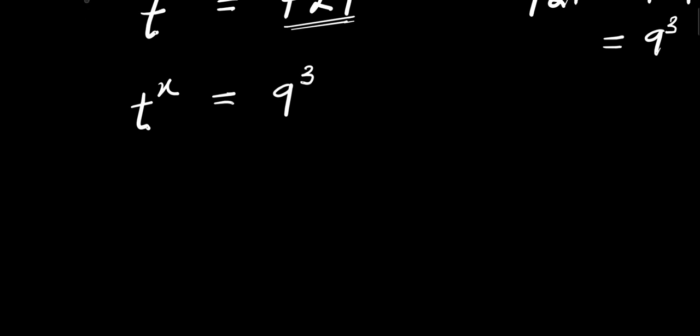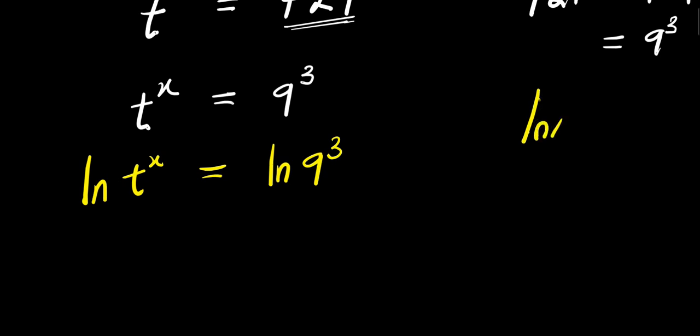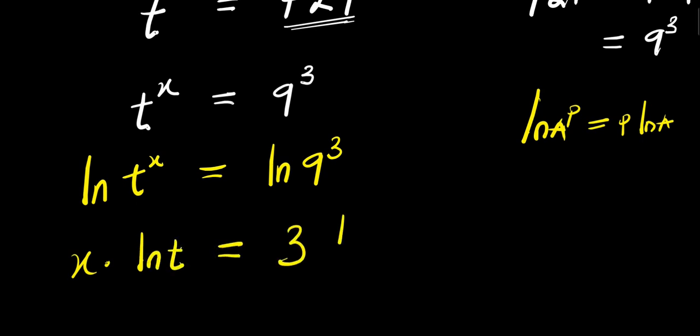So from here, we apply natural log to both sides: natural log of t power x equals natural log of 9 power 3. If you have natural log of a power p, it equals p times natural log of a. So this is x times natural log t equals 3 times natural log 9.